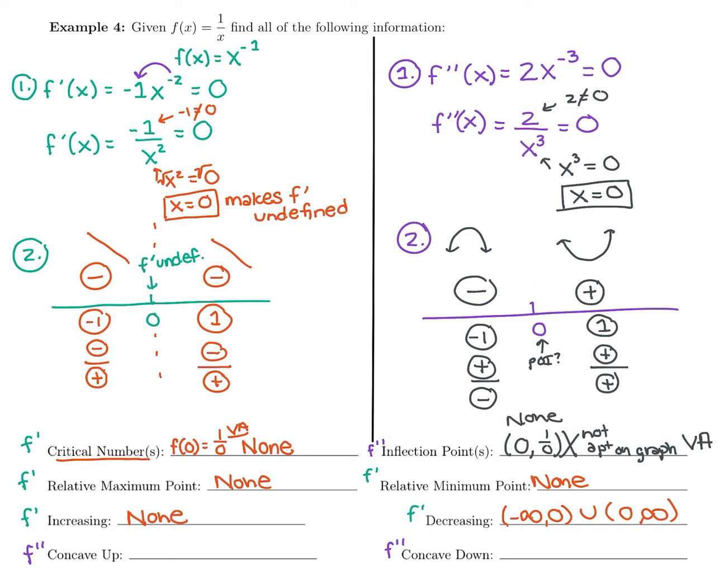It met everything that it needed to. It made the second derivative 0 or undefined, which was great. It had a change in concavity, which was great. But one stipulation is if it's not a point on the graph, then it's not a point of inflection. So lastly, concave up and concave down. We would say concave up from 0 to infinity, and concave down from -infinity to 0.